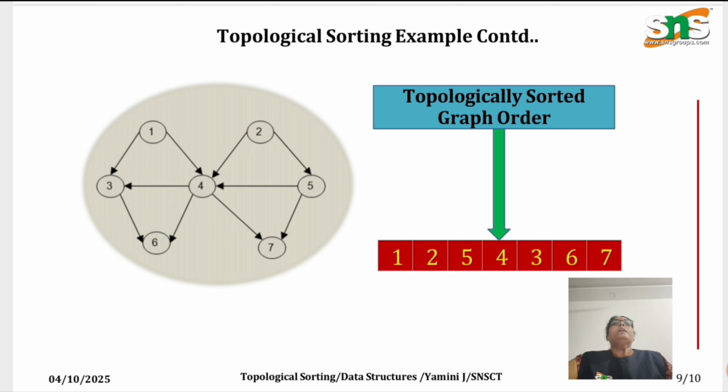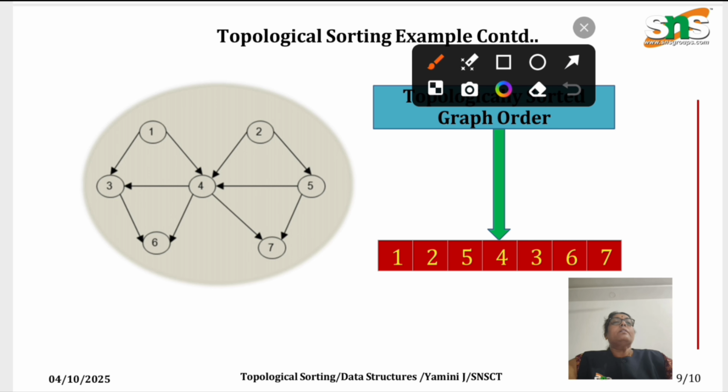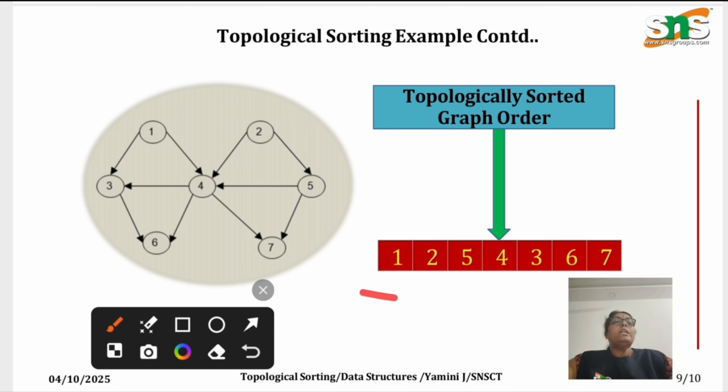Next one, continuing our example. After completing the sorting process, we obtain the final topological order, that is 1, 2, 5, 4, 3, 6 and then 7. This means that task 1 should be performed first, followed by task 2 and so on until we complete task 7. Every step follows the dependency direction of the graph, ensuring that no task is started before its prerequisite predecessors.